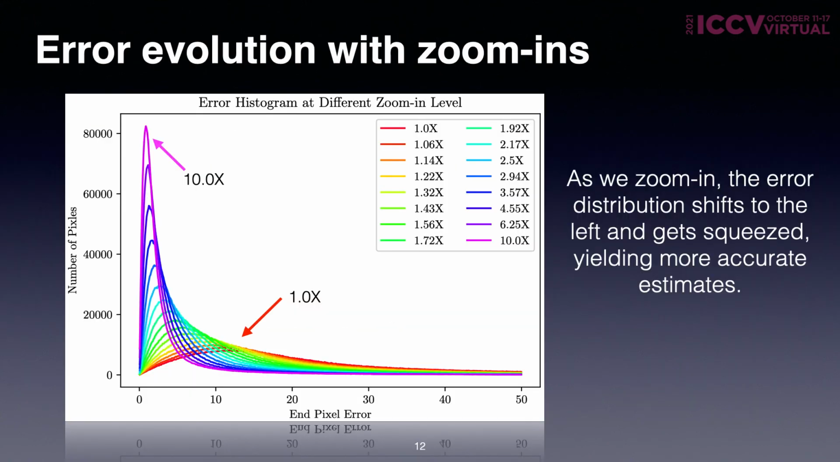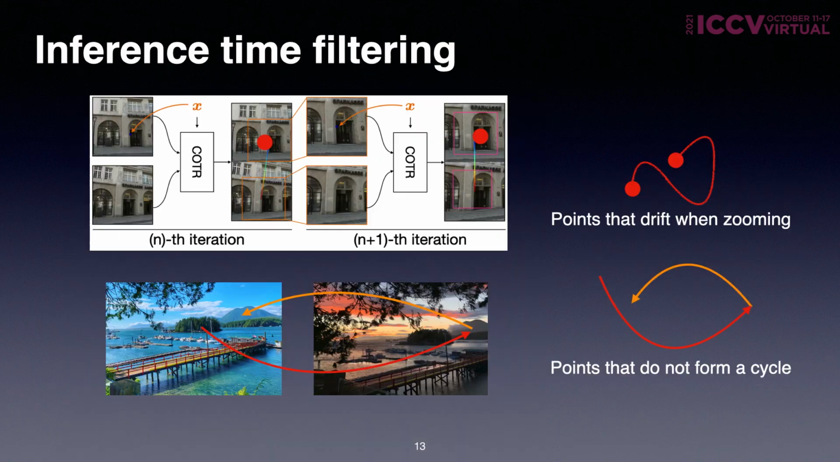We analyzed the effectiveness of the zooming in strategy and find it significantly improves the spatial accuracy. The red curve shows the error histogram when the whole image gets resized to a fixed size, while the pink curve shows the error histogram when we zoom in 10 times, which means the network can check every detail of the original image. As the curves show, when we zoom into the image, the error distribution shifts to the left and gets squeezed, yielding more accurate estimates.